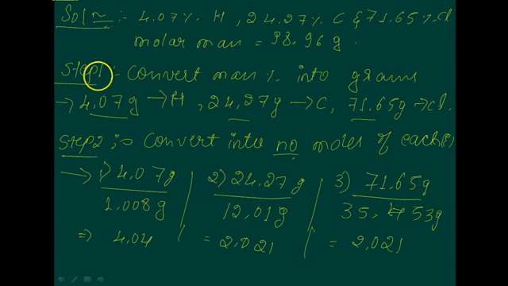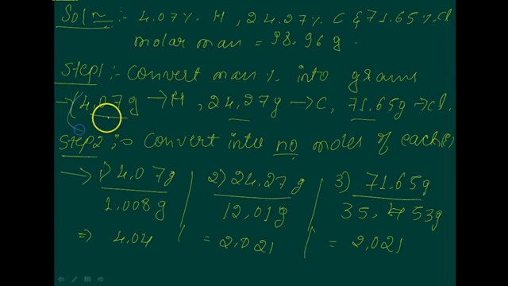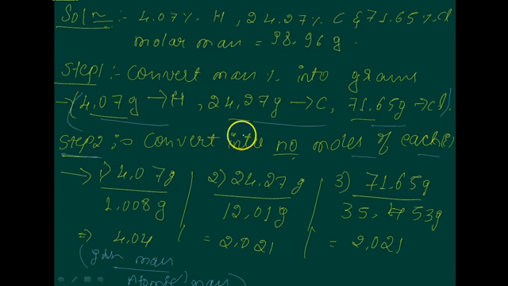So in the second step, first convert masses into grams. Then convert into moles of each element. For this step, the formula is the given mass divided by the atomic mass of those elements. So from this you can calculate. This is step 2.